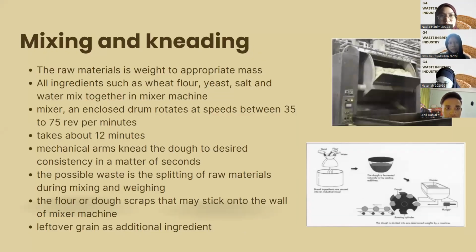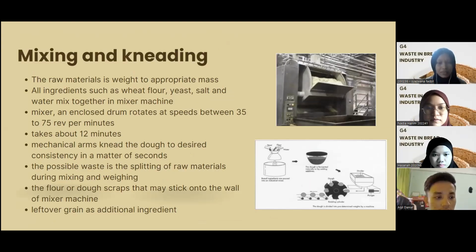So the first step in the bread making process is mixing and kneading. First the raw materials are weighed to the appropriate mass, and then all ingredients such as wheat flour, yeast, salt, and water are mixed together in a mixer machine. A mixer in a closed drum rotates at speeds between 35 to 75 revolutions per minute, and this process takes about 12 minutes. We use mechanical arms to knead the dough to the desired consistency in a matter of seconds.